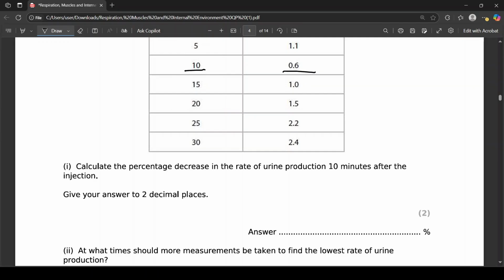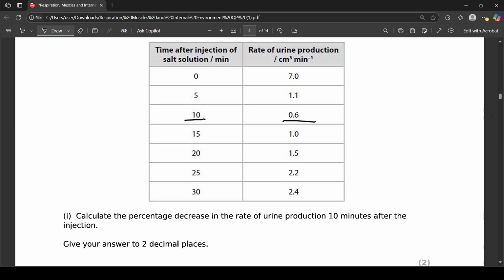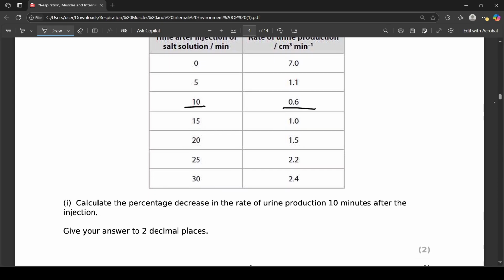So firstly, we have to subtract the values of the first one. So at time 0, our rate of urine production was, we have to find out the difference from time 0 to time 10. The difference would be 7.0 minus 0.6, and this gives us a value of 6.4.